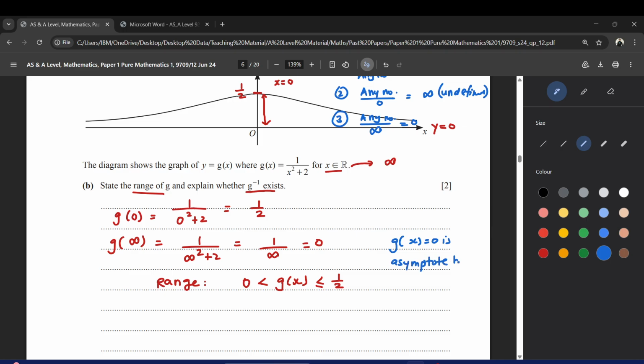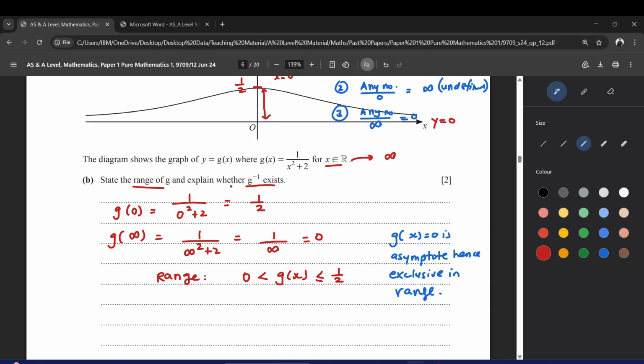Okay, hence this is exclusive in the range, so we are not including this value. Okay, so that is the first part of the question. So we have stated the range of g of x. Now the question is, explain whether the inverse of g exists or not. What is the criteria to decide whether an inverse of a function exists or not?